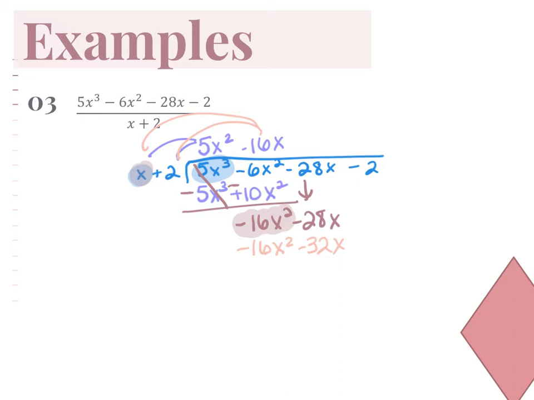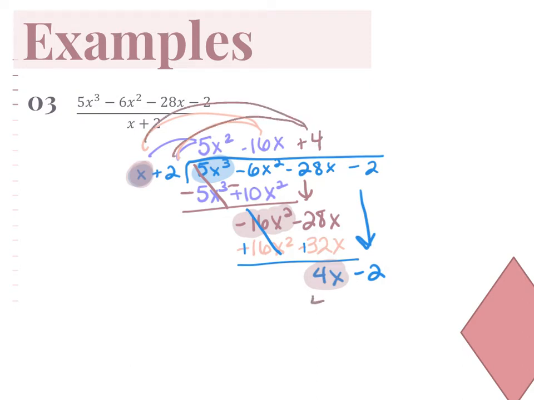Now, we change our signs. Okay. First column cancels out. Negative 28x plus 32x is a positive 4x. And then we bring down the last term. And we do first into first again. What do I have to multiply x by to get to 4x? Positive 4. And multiply it times each of the terms on the outside: 4x plus 8. Change your signs. Cancels. Negative 10 is my remainder.